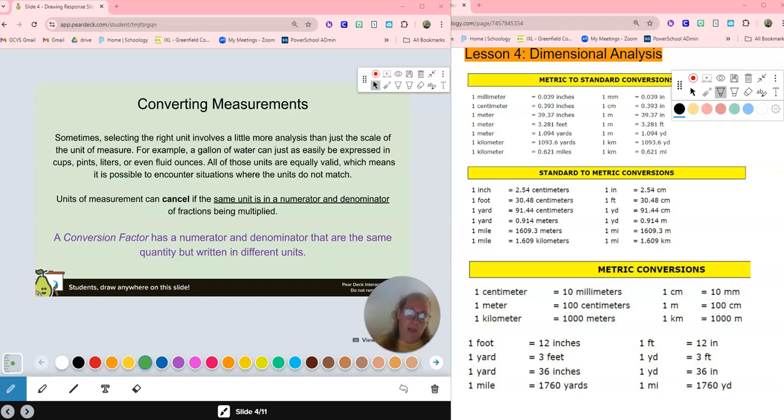When we're multiplying those fractions, if we have the same unit on the top as the bottom, they'll cancel out. A conversion factor has a numerator and a denominator that are the same quantity, but they're written in different units. And we're going to see what that looks like in a bunch of examples.